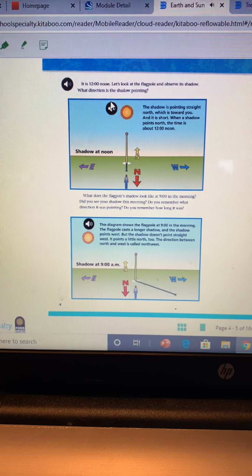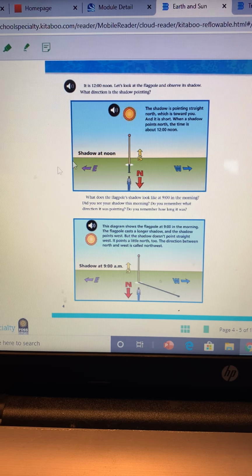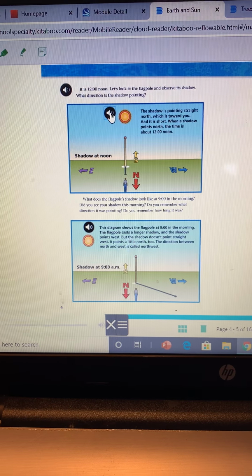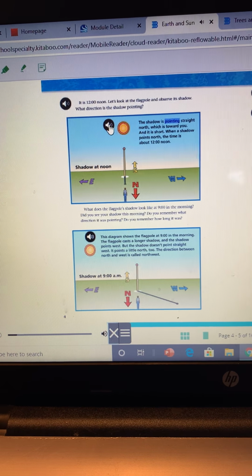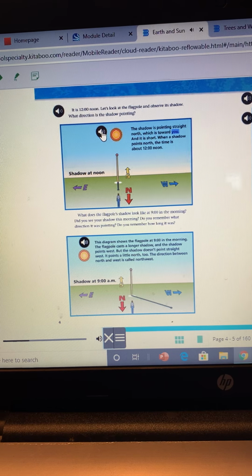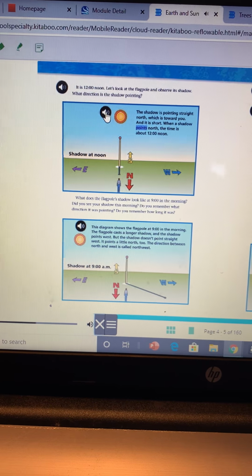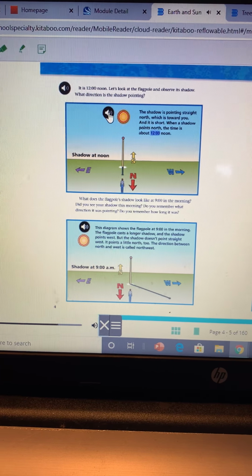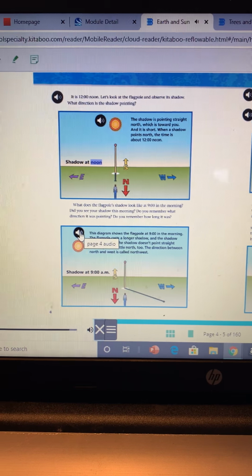Okay, so here's this one, and if you look, north, south, east, west. The shadow is pointing straight north, which is toward you, and it is short. When a shadow points north, the time is about 12 o'clock noon. Shadow at noon.